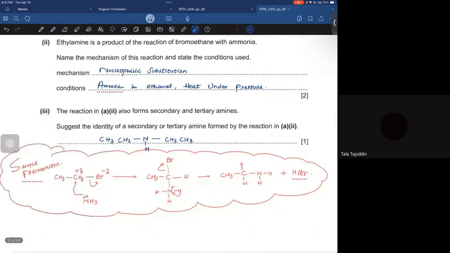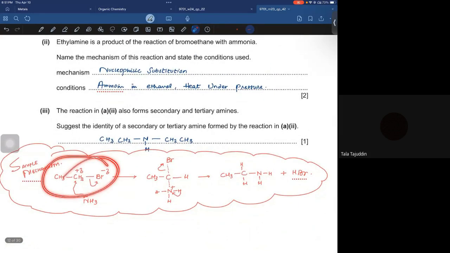They are saying the reaction in A part 2 also forms secondary and tertiary amines. How? Let's suppose you have this. The ammonia would be attacking this CH2 that is positive. Why? Because Br is negative, so there is an effect on the carbon. It is an electron-withdrawing group that pulls electrons from the carbon, so that's the reason there is a positive charge there. Then ammonia is going to attack this positive carbon and make a bond. Then this is the leaving group.